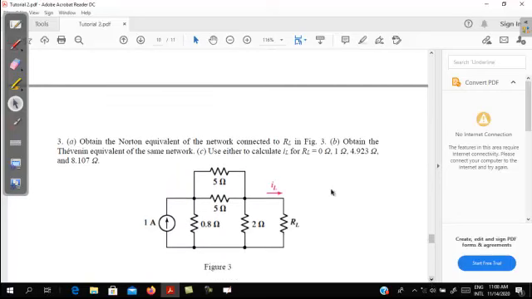In this problem, we need to find the Norton equivalent of this network and also the Thevenin equivalent, and we need to find the current for different values of resistance. So here we use this circuit.